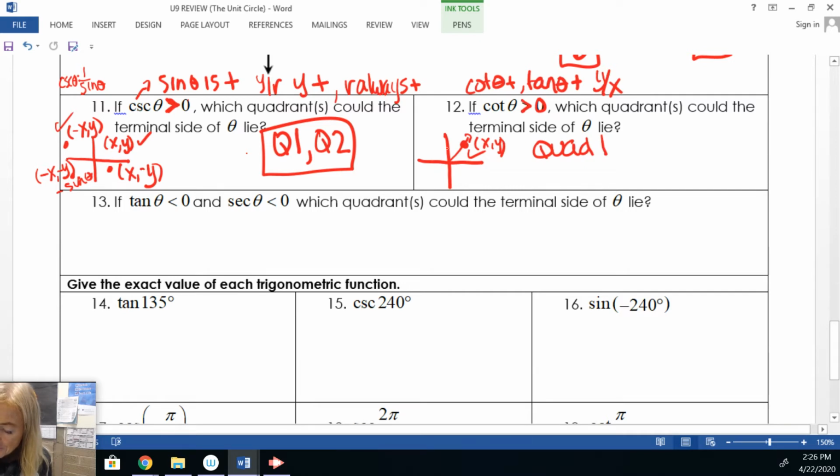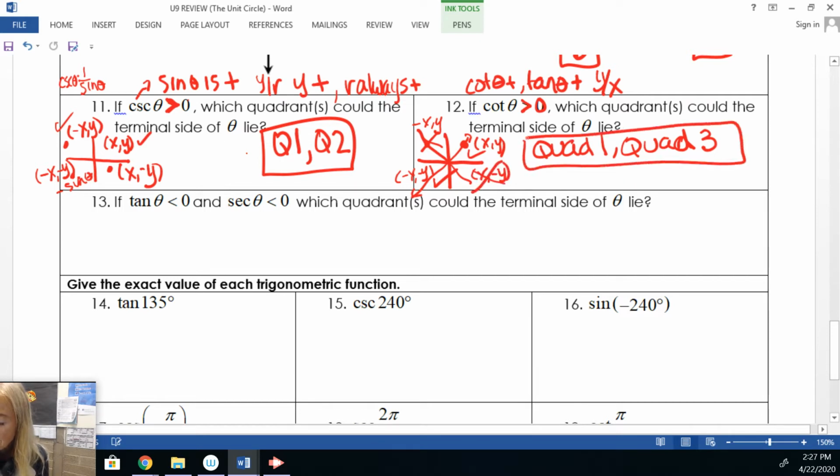And then here I would have negative x, positive y, which would make a negative, so that one's out. Here I would have negative x, negative y. Ooh, so negative over negative makes positive, so that one works. Quadrant 3 works. And then quadrant 4, I would have positive x, negative y, so that would not work there. So quadrants 1 and 3 are where the cotangent is positive.